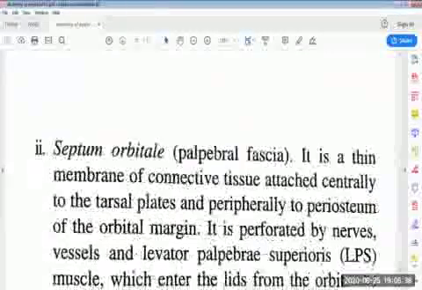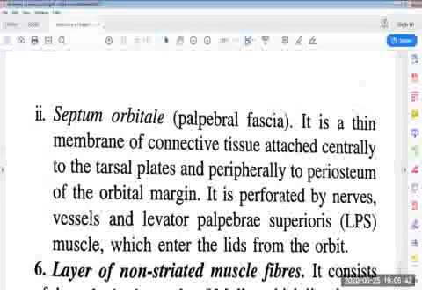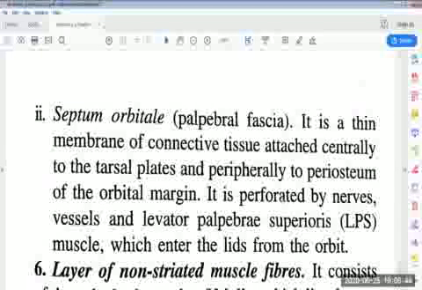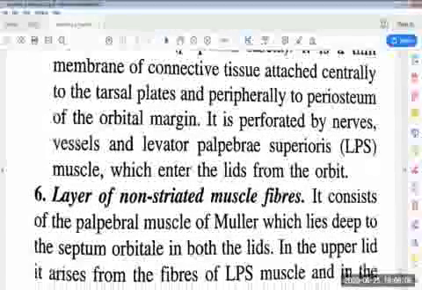So the next part is the septum orbitale, which is also called the palpebral fascia. It is a thin membrane of connective tissue attached centrally to the tarsal plates and peripherally to the periosteum of the orbital margin. It is perforated by nerves, vessels, and a muscle called the levator palpebrae superioris, which enter the lids from the orbit.